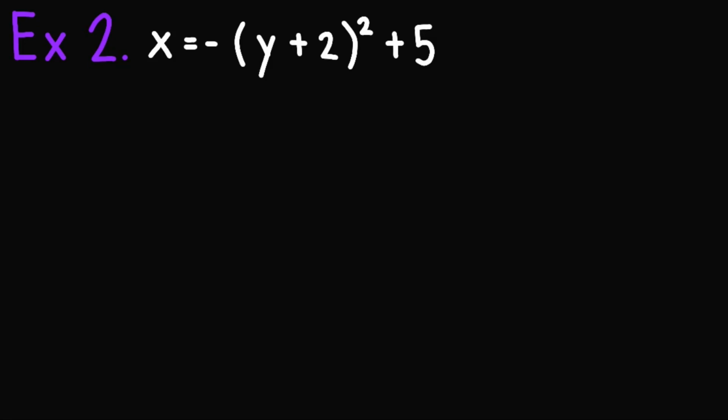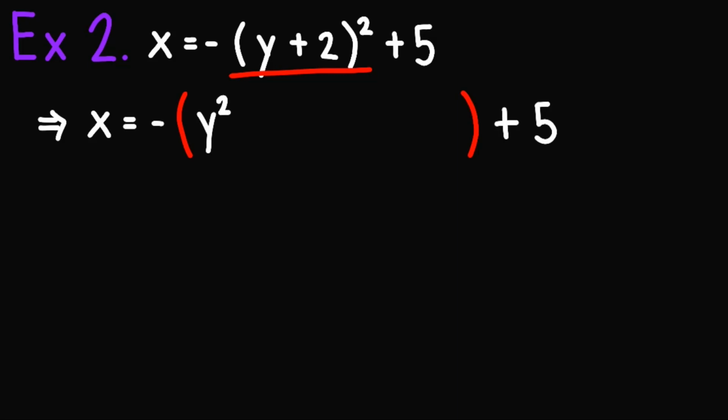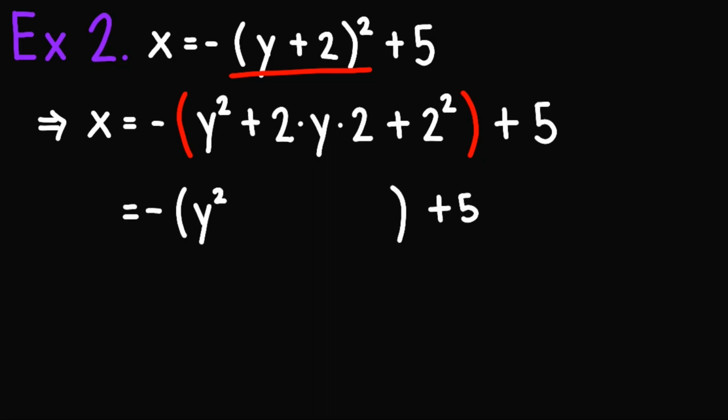And so good, let's try this one out. Again, we apply the square of a binomial. So we apply it out here. So we'll have y squared plus 2 times y times 2 plus the square of the last term, which is 2 squared. So we'll have this equation. I just copied x out here and the 5 out here. And next, let's simplify this expression inside. So we'll have y squared plus 2 times y times 2 is 4y plus 2 squared is 4.